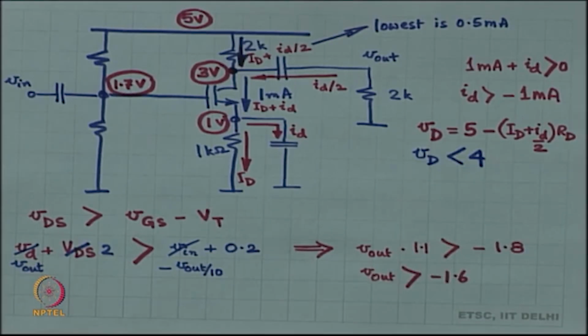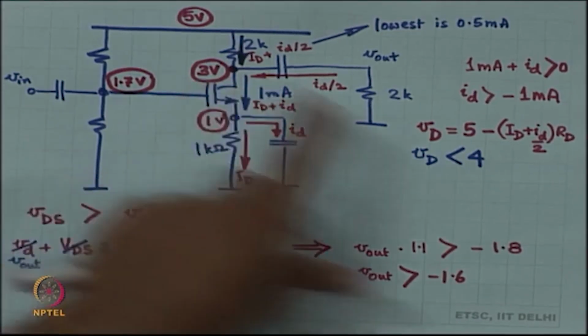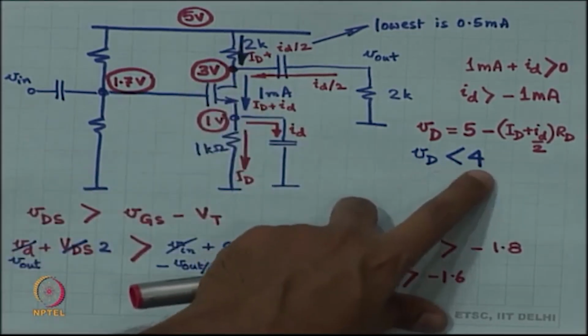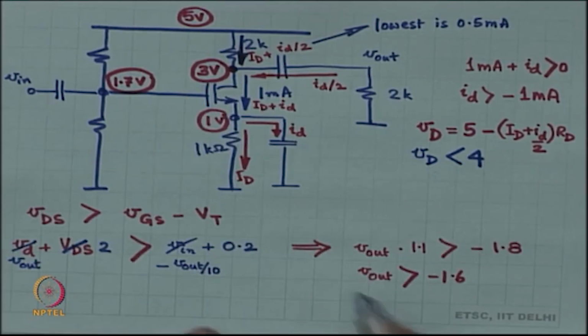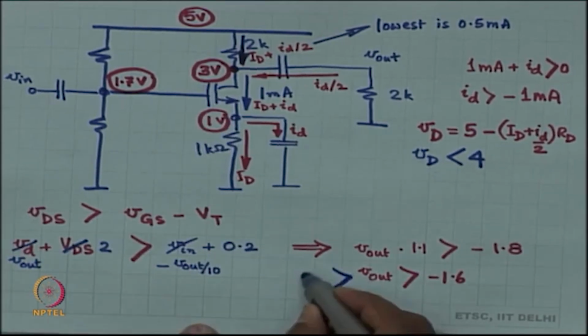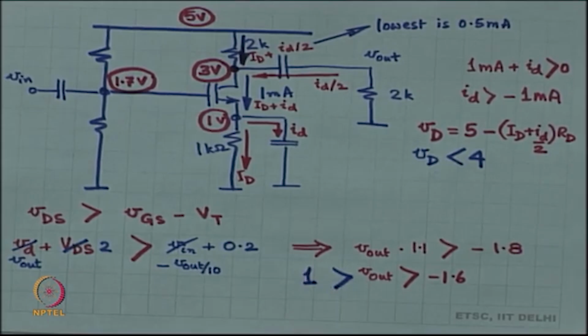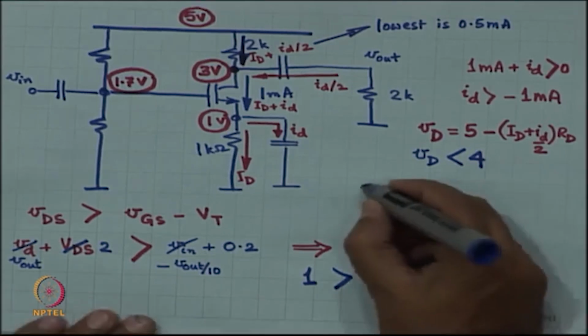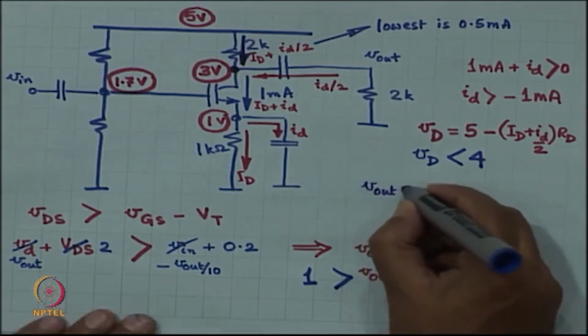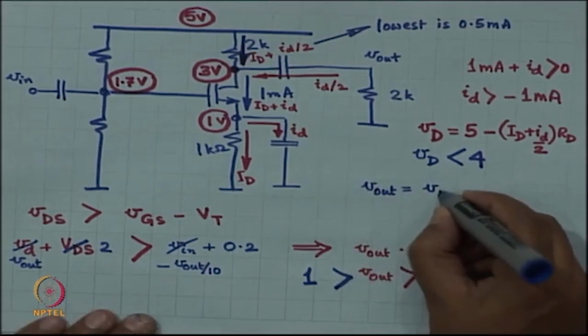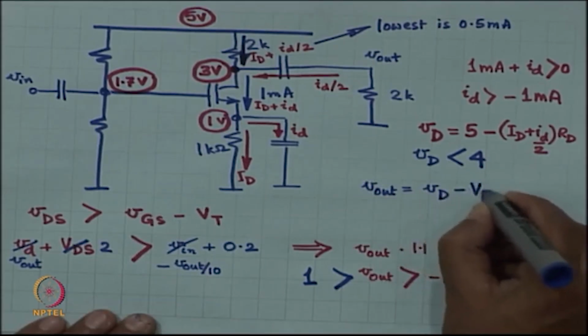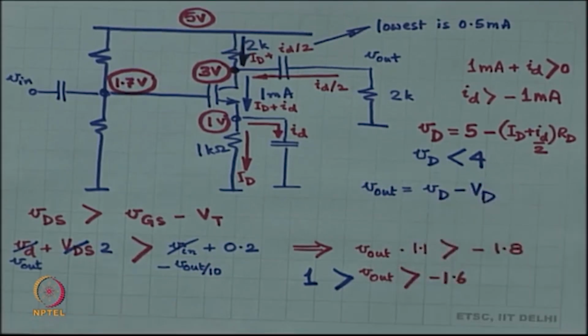Okay. You started from 3 volts, the largest you can reach is 4 volts. That means V out is 1 volt. Okay. V out is nothing but small vd.